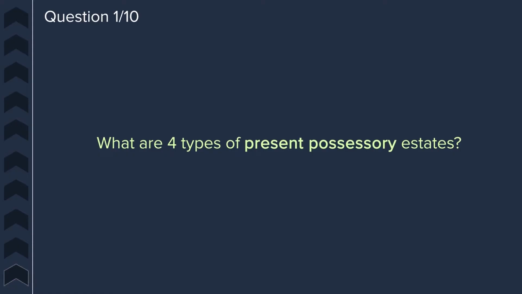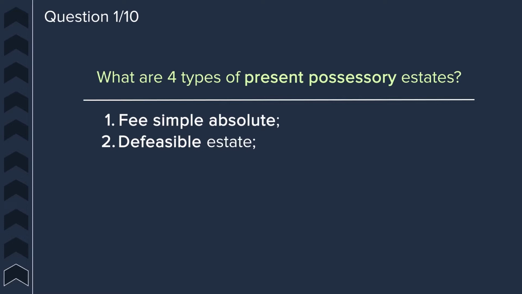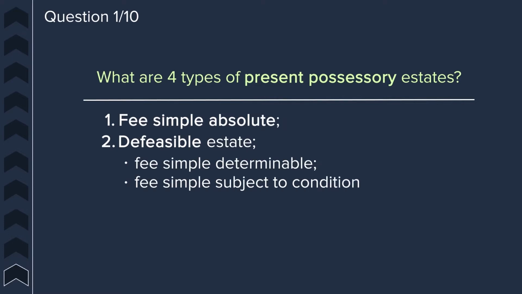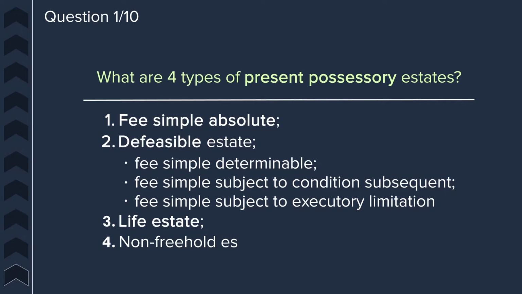The 4 types of present possessory estates are first, the fee simple absolute, second, defeasible estates, which include fee simple determinables, fee simple subject to condition subsequent, and a fee simple subject to executory limitation. You also can have a life estate, and lastly, a non-freehold estate, including something like a leasehold estate.